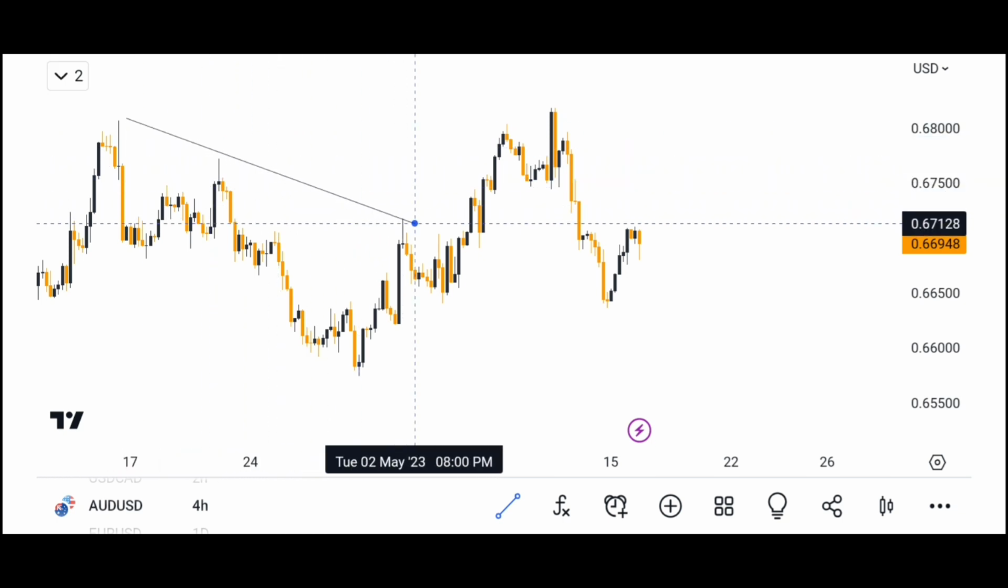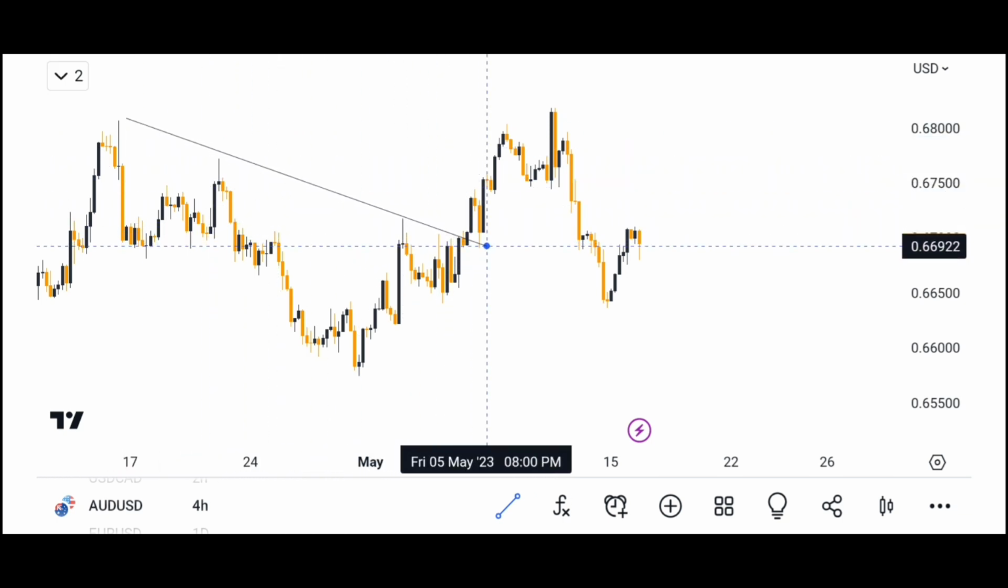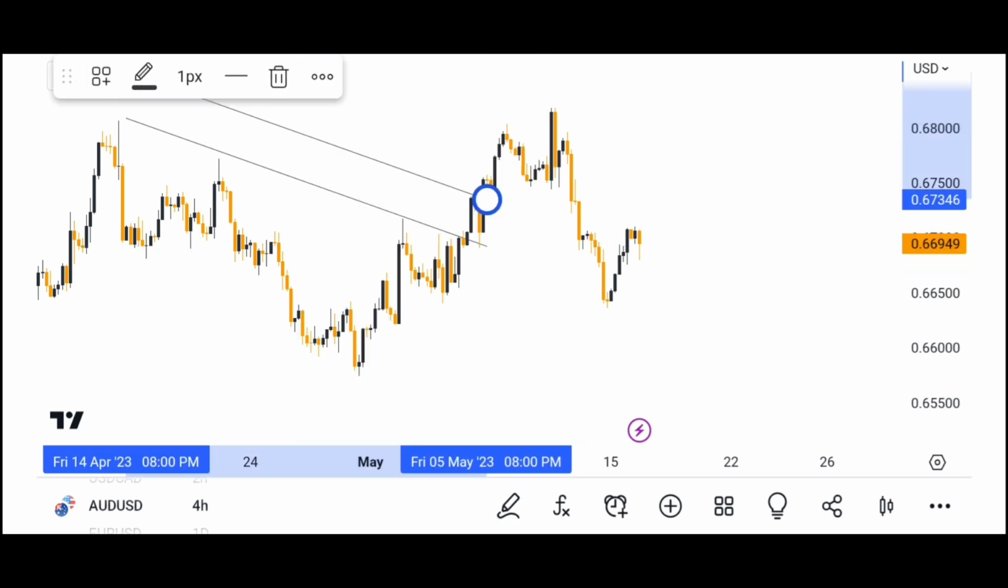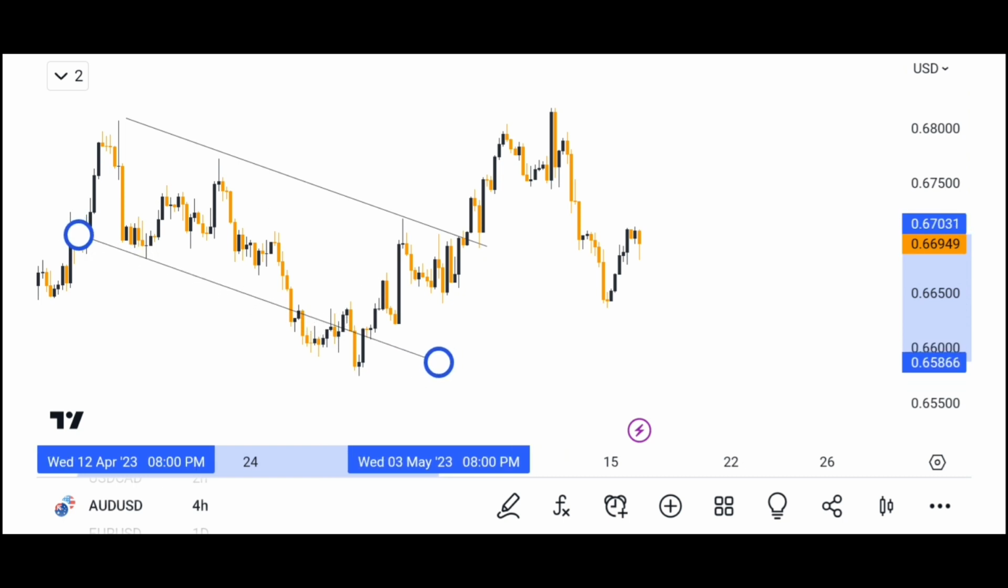This strategy is the simplest and the most consistent strategy that I've ever used. So if you have been struggling in trading, I recommend that you forget everything and try this strategy for yourself.